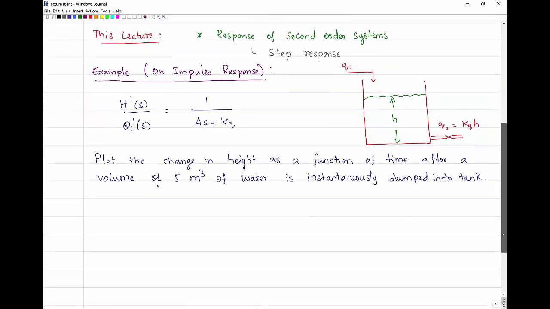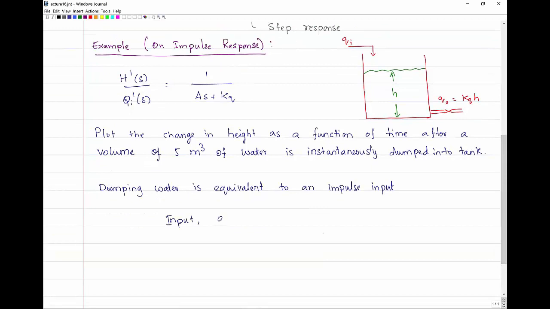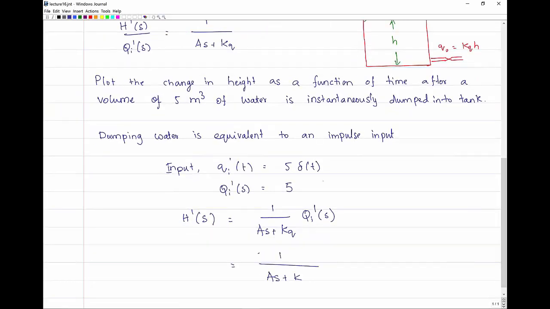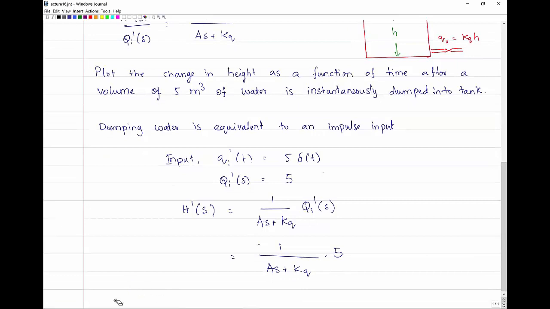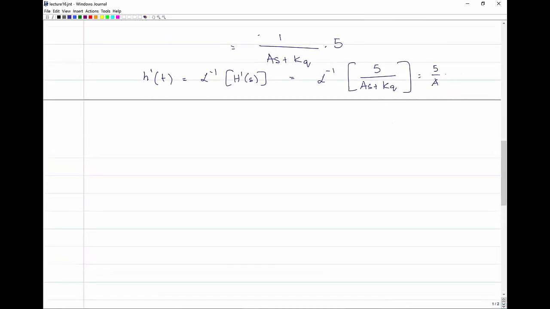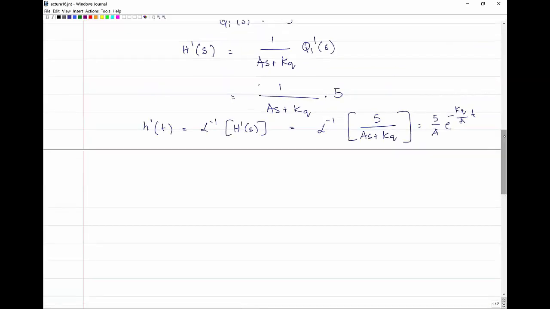Now this action of dumping water into the tank is equivalent to an impulse input because it results in a momentary increase in the input. And therefore, we can use the expression Qi(t) equal to 5 times delta(t), where delta(t) is the impulse. The magnitude of this impulse is 5 units. We can multiply the Laplace transform of Q with the transfer function and then take the inverse Laplace transform to obtain the response in height as an exponential function.